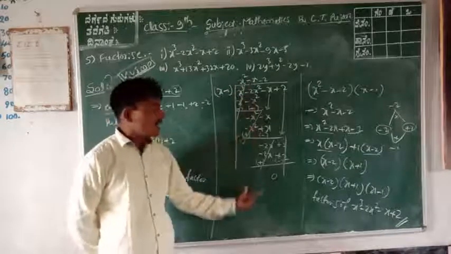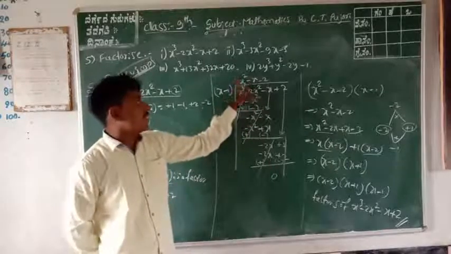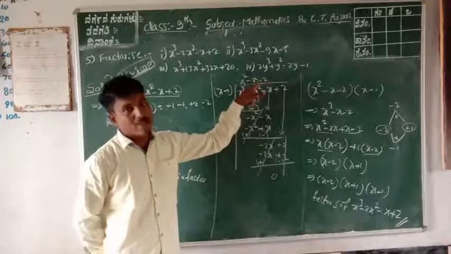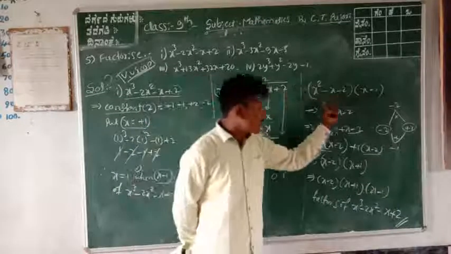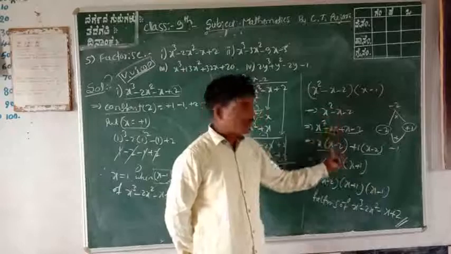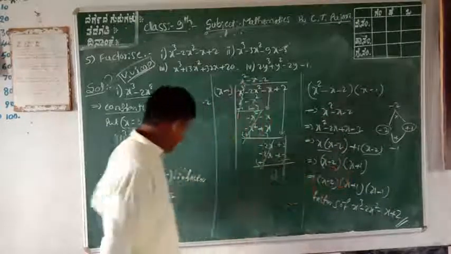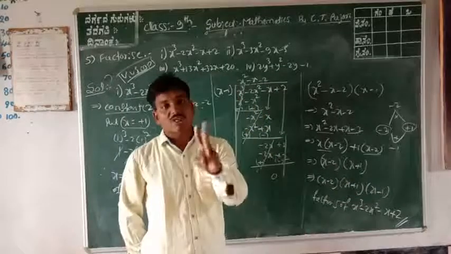When we divide by the division method and the remainder is 0, then the quotient is a quadratic polynomial. Again take this quadratic quotient and use the factorization method, the middle term expression. Again these two factors are here, two factors plus one factor, so 3 factors. Every cubic polynomial has 3 factors.